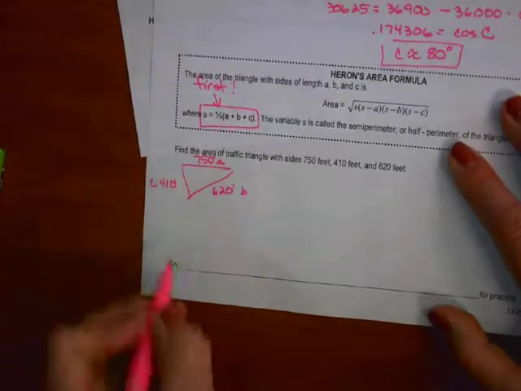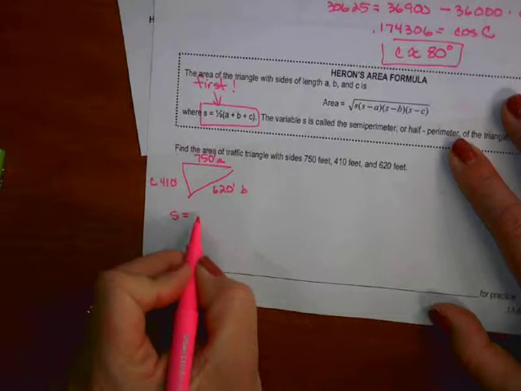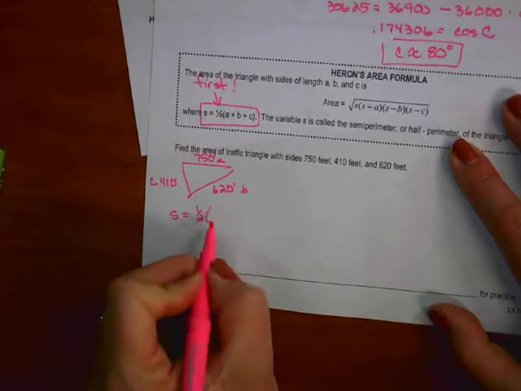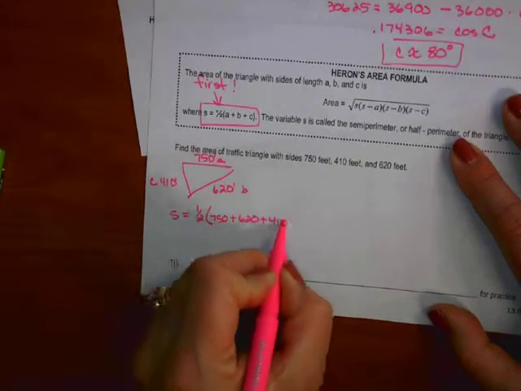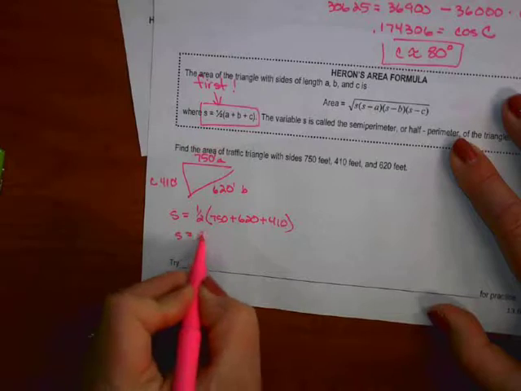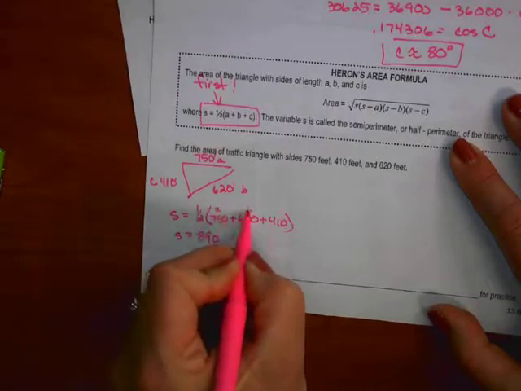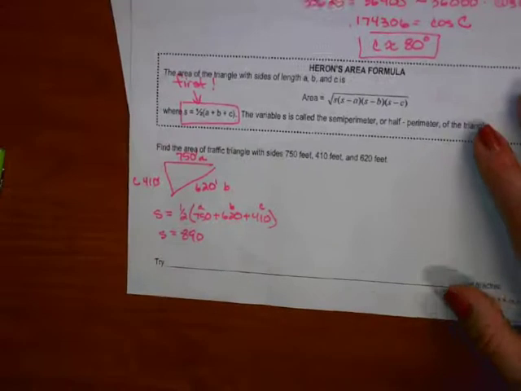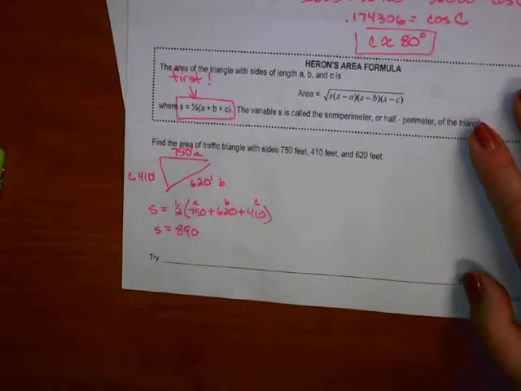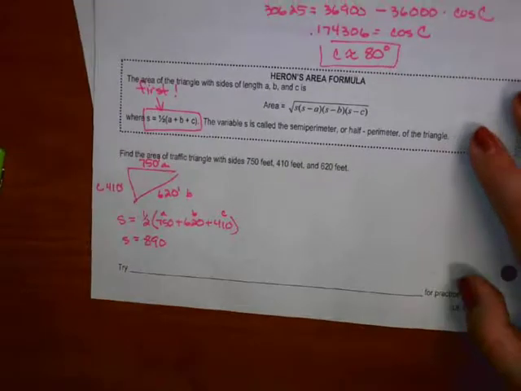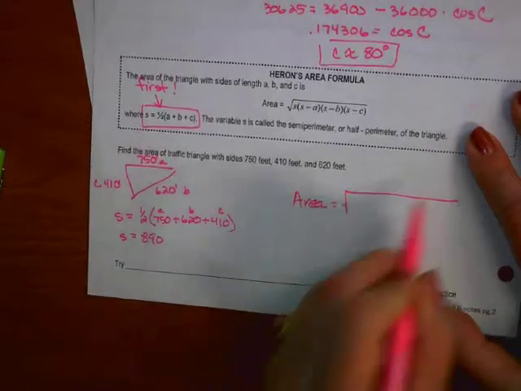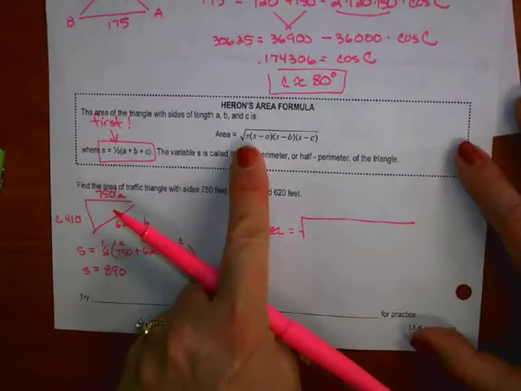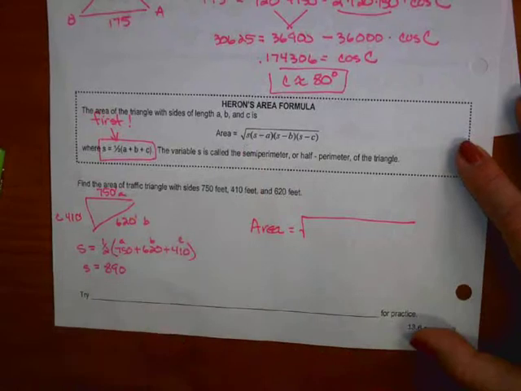All right? So I always have to find S first. S is equal to 1/2 A plus B plus C. Well, that's easy enough. S is equal to 890. This is my A, B, C. Now I'm ready to use the area formula once I've found the S, the semi-perimeter. It's bugging me that I can't tell you what that means exactly. I'll find out. So then I go back to the area formula, plug in S where needed, and A, B, and C where needed.